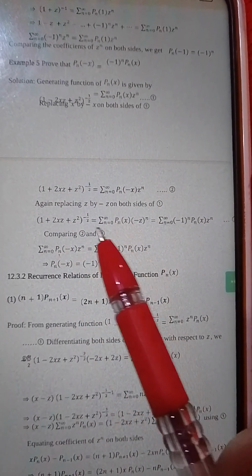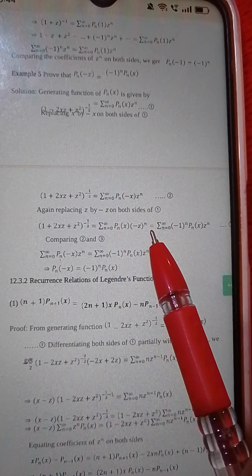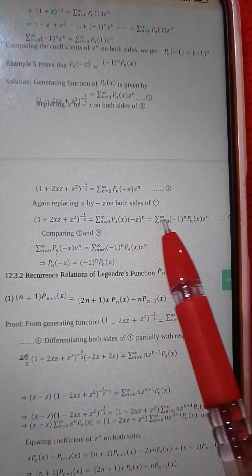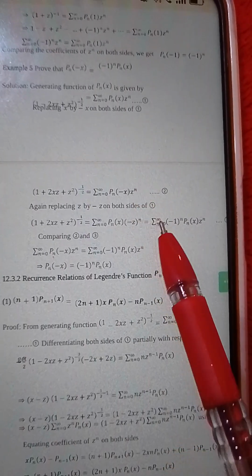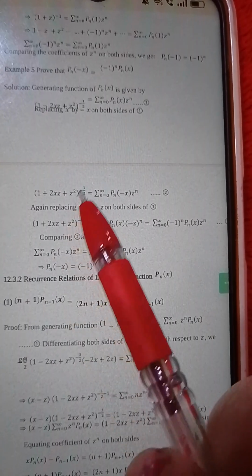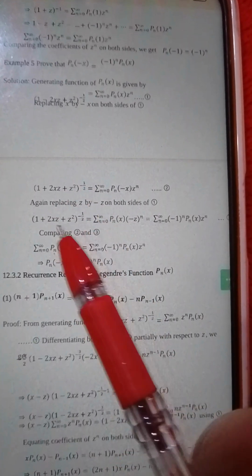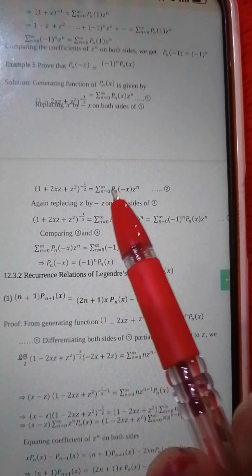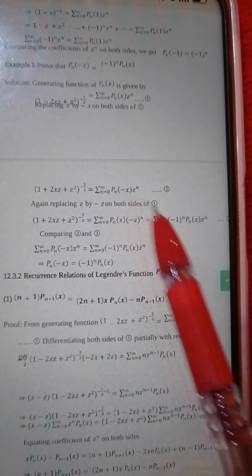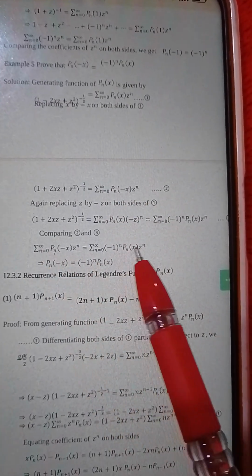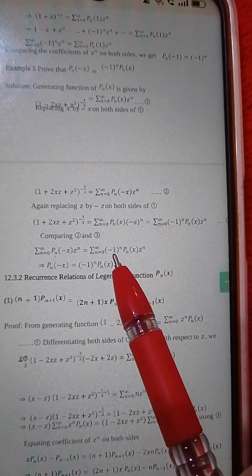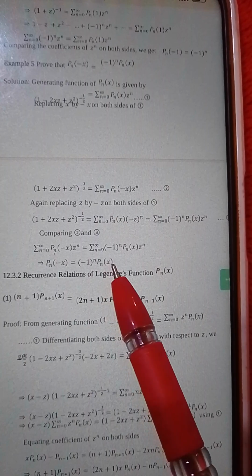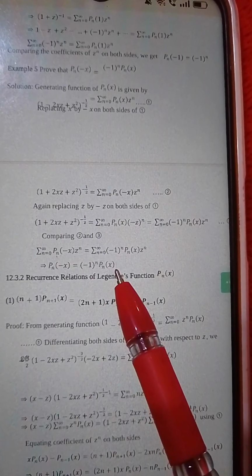I hope this is clear. Now this is our third equation, this is our second equation. Comparing the second and third equation, what will we get? The left hand sides are equal, same. So we will compare the right hand side. Now P_n(minus x) is equal to minus 1 to the power n P_n(x). I hope this is clear to you.